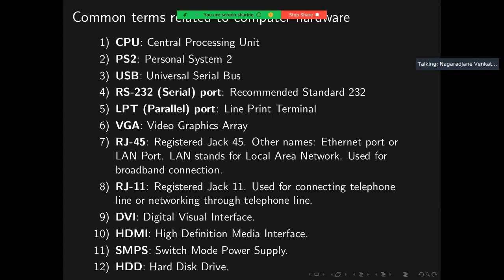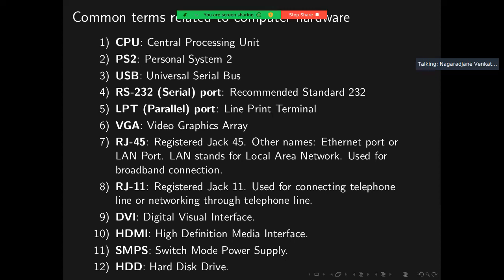Then RS-232, Recommended Standard 232. Okay, this is otherwise called serial port. RS-232 port is otherwise called serial port.